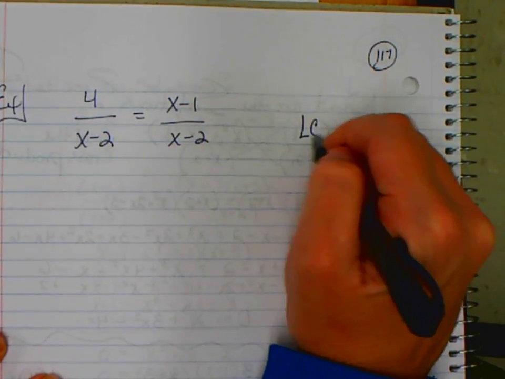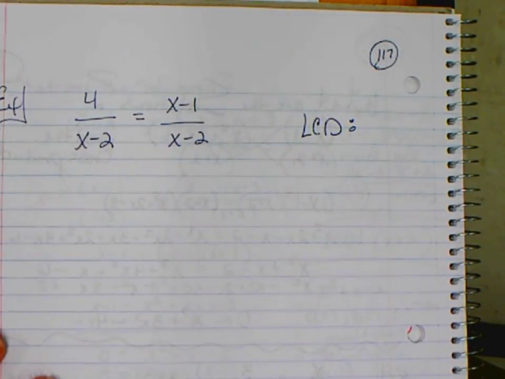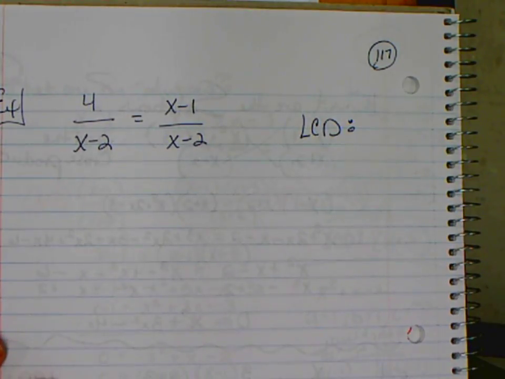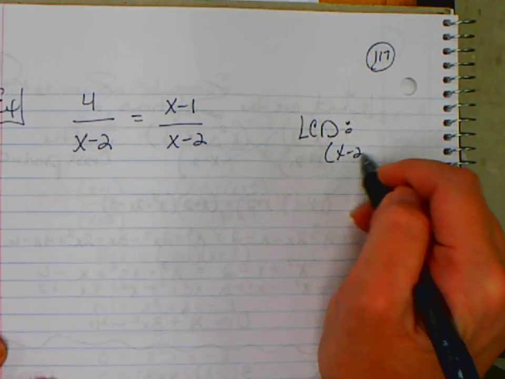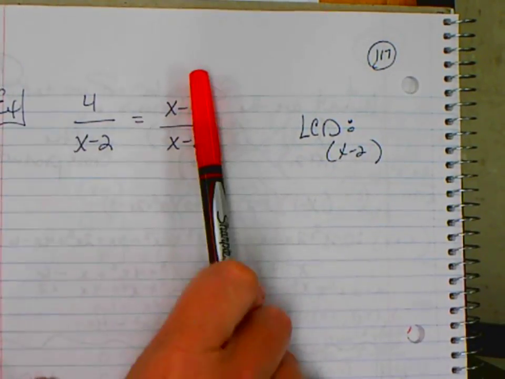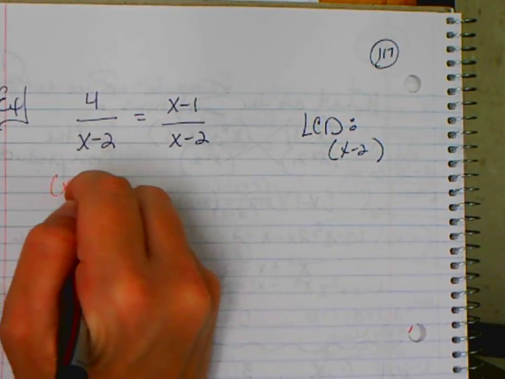So what's my least common denominator? Does anything need to be factored? No. Okay. What's my least common denominator? x minus 2. So I only have these two fractions, so I'll multiply them both by x minus 2.